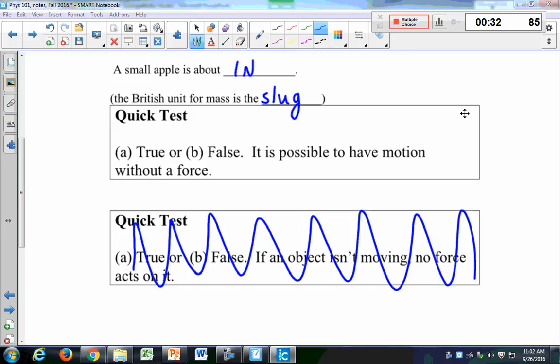Ask your neighbor, y'all are split between A and B pretty much evenly. Ask your neighbor what they think. It is possible to have motion without a force. That would be true. Or, it is not possible to have motion without a force.